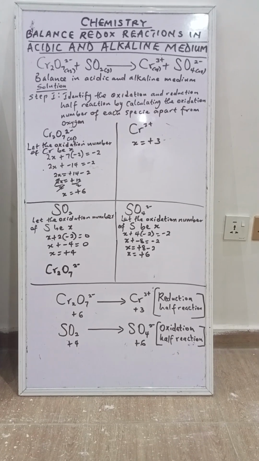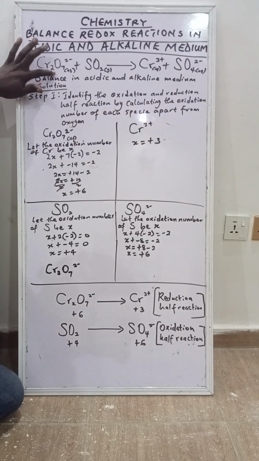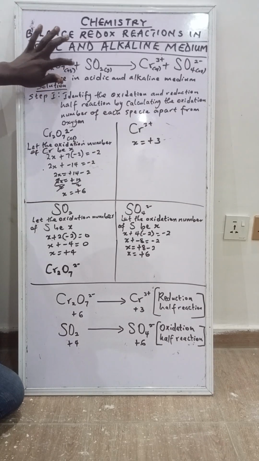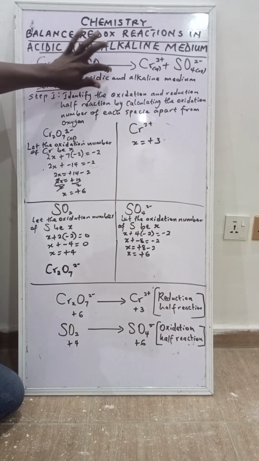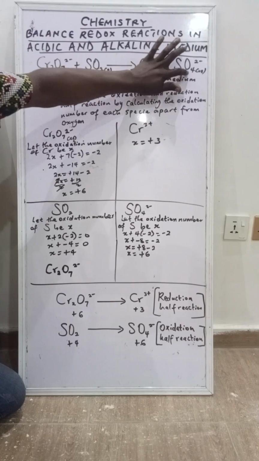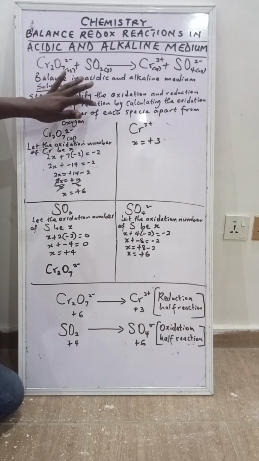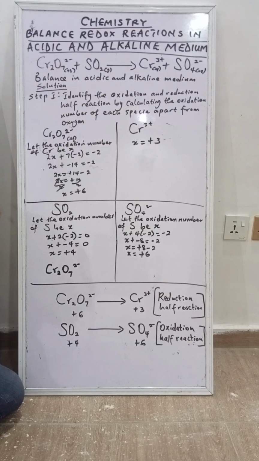Alright, so today we are looking at balancing redox reactions in acidic and alkaline medium. Now, let's look at this example: Cr2O7 2- plus SO2 gives us Cr3+ aqueous plus SO4 2- aqueous. We are going to balance it in acidic medium, and we are also going to balance it in alkaline medium.